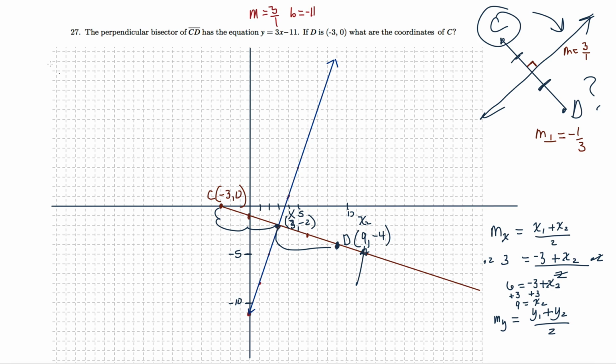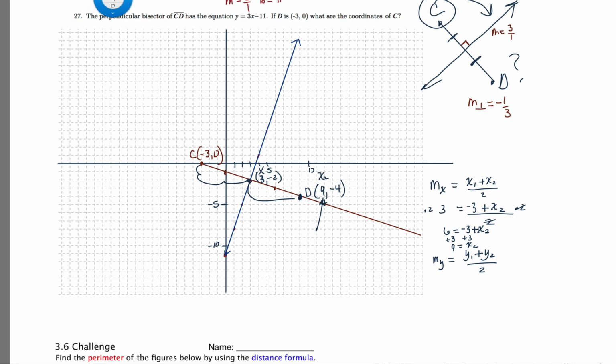Same thing here with my y. I know that my middle for my y point right here is negative 2. y1 is 0. That's nice. y2 is what we're looking for, divided by 2. So multiply 2 to both sides. And I get negative 4 equals, I don't have to do anything with that 0. It's negative 4, right? There it is. So D, the answer is D is at 9, negative 4.